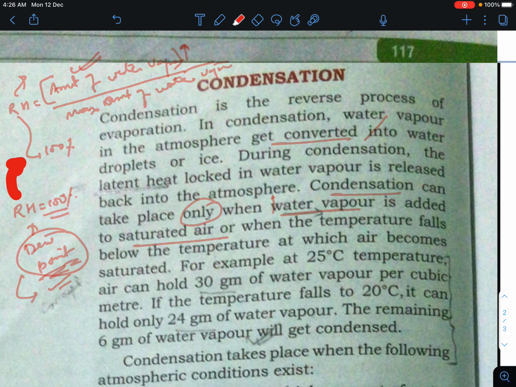From this we understand the first way condensation takes place: by adding water vapor into the air. The second point is when the temperature falls below the temperature at which the air becomes saturated. Very interesting concept.